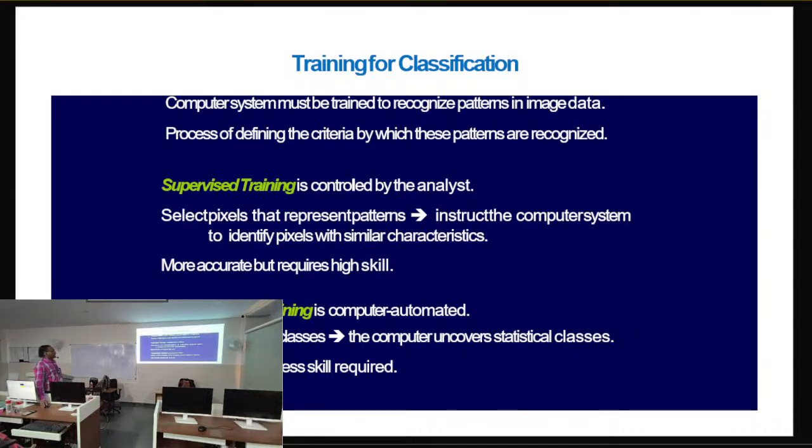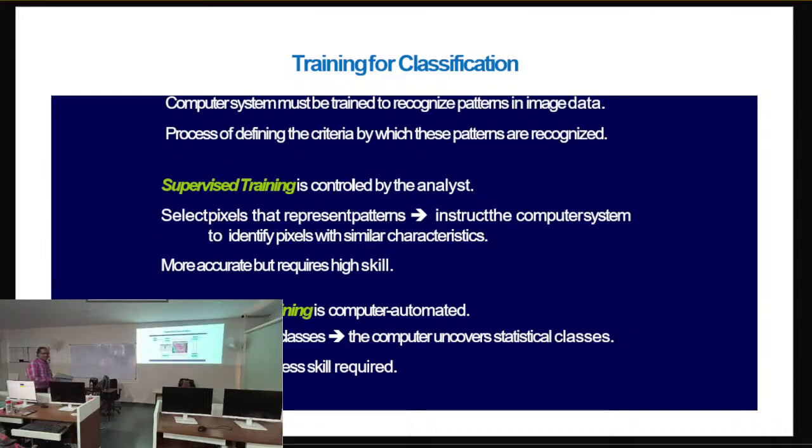So in the supervised training, it is controlled by the analyst, who selects pixels that represent patterns. It is more accurate but requires high skill, because as the end user, you need to have the ability to distinguish the types of features which are there in the image: water, vegetation, and so on. In the case of the unsupervised training, it is computer automated. You only need to specify the number of classes and how many iterations you want to perform. The computer uncovers statistical classes, but it is less accurate and less skill is required.